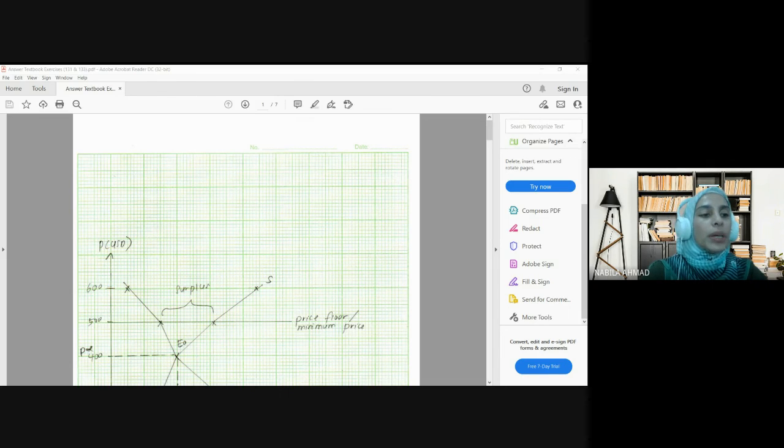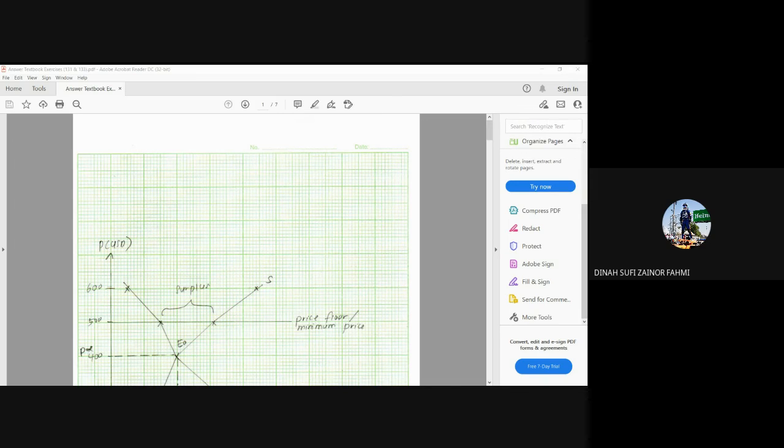Which of the following situation is likely when price floor is imposed by the government? So apa jadi kalau government impose price floor, harga di atas harga equilibrium, apa akan berlaku? Surplus. Okay, so kalau surplus apa jawapan dia? Ada tak jawapan dekat situ?